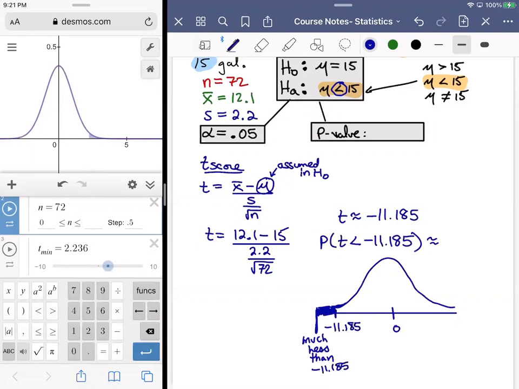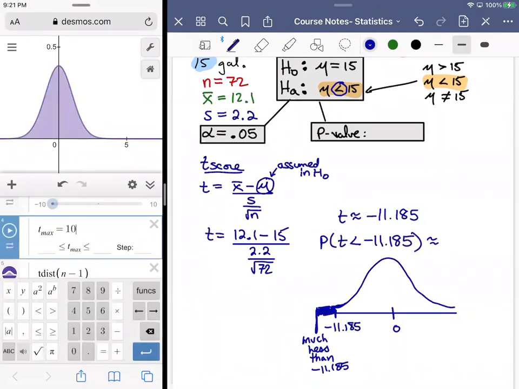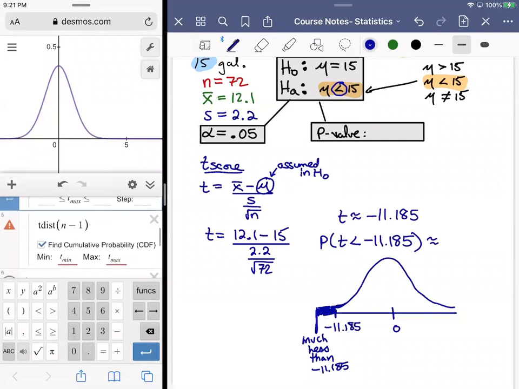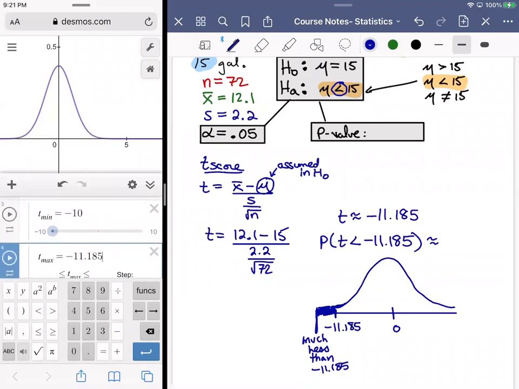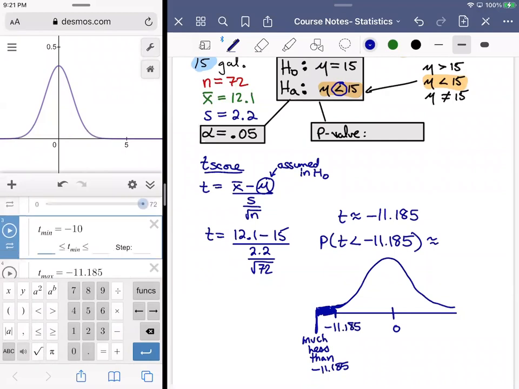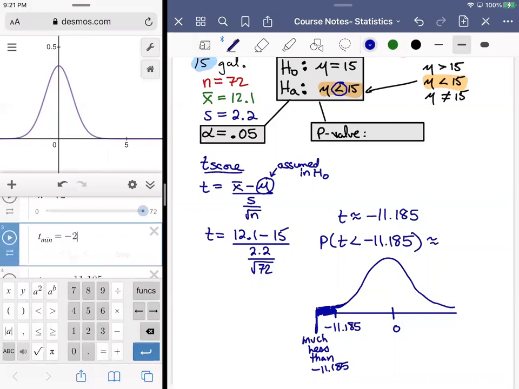So my T min, like negative 10, is not going to do it. I could slide all the way to negative 10, but if I put in my T max, negative 11.185, then it kicks back an error on my cumulative probability computation. That's no good, but that's because your minimum can't be larger than your maximum. It doesn't make sense, right? So I need this number to be much smaller. I can do it one of two ways, actually. I could tap on the number and make it something smaller, like negative 20.